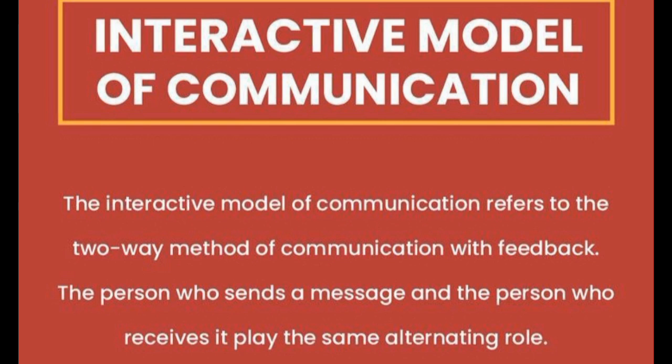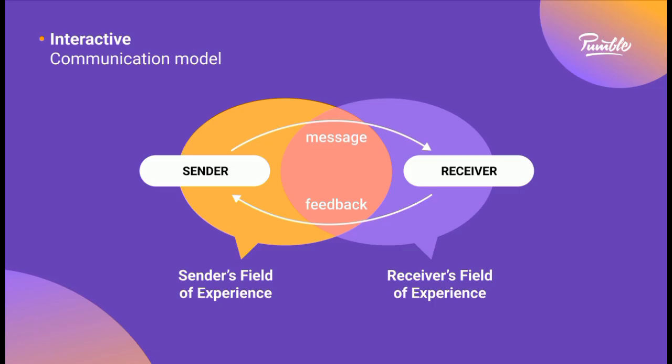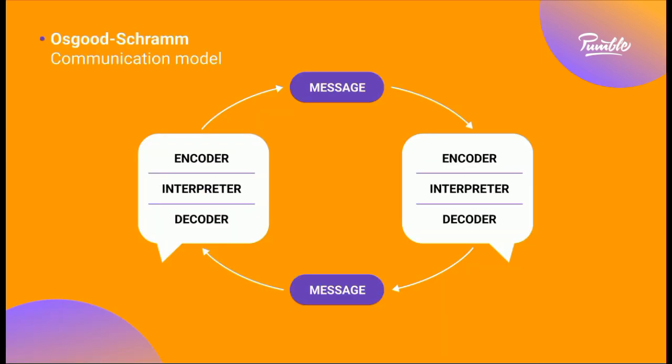So we can say that feedback is an essential part of the process in the interactive model, and the roles of sender and receiver switch during interaction. It is a two-way process where message and feedback are switched between sender and receiver. Osgood-Schramm is the first type of interactive communication model.